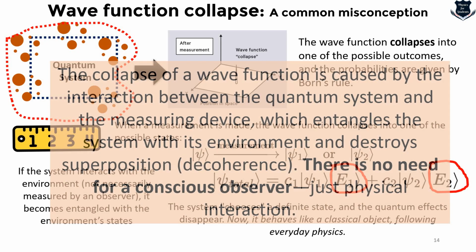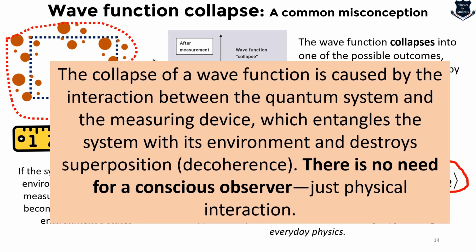So here is a quick summary of what we have understood: the collapse of the wave function is caused by the quantum measurement of the measuring device, and there is no need for a conscious observer in order to do that. So there is absolutely no presence of a conscious observer. It is basically the decoherence which causes the collapse.